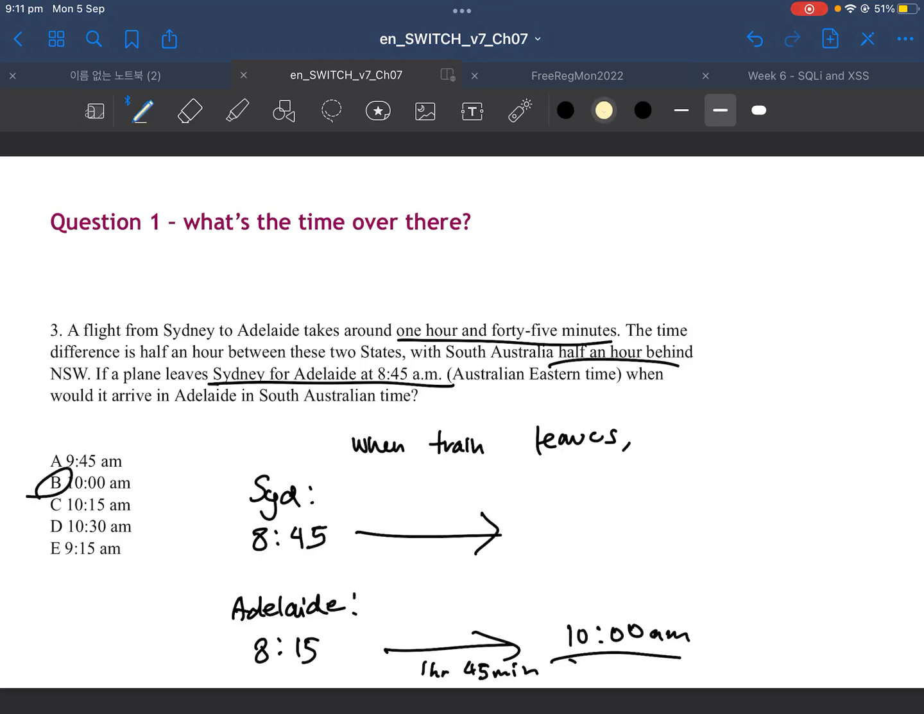Now, let's look at Sydney. The plane would have arrived at 10:15 a.m. Okay, and this could have been another way you could have solved it. You could have found what is 1 hour and 45 minutes from 8:45 in Sydney. It's 10:30, not 10:15. Since I know that Adelaide is 30 minutes behind, I could have just subtracted 30 minutes from that. But because that is a two-step process, it's easier if we just find Adelaide time and then work from there, so I've chosen this first method. Okay?